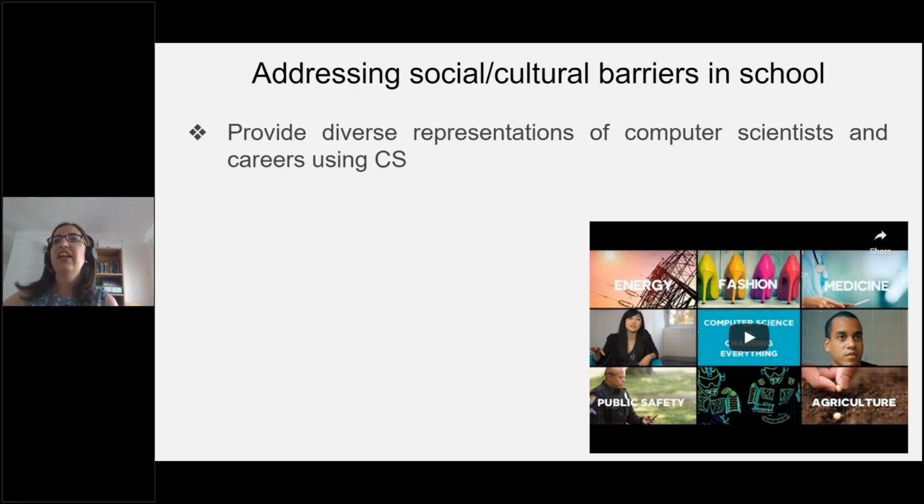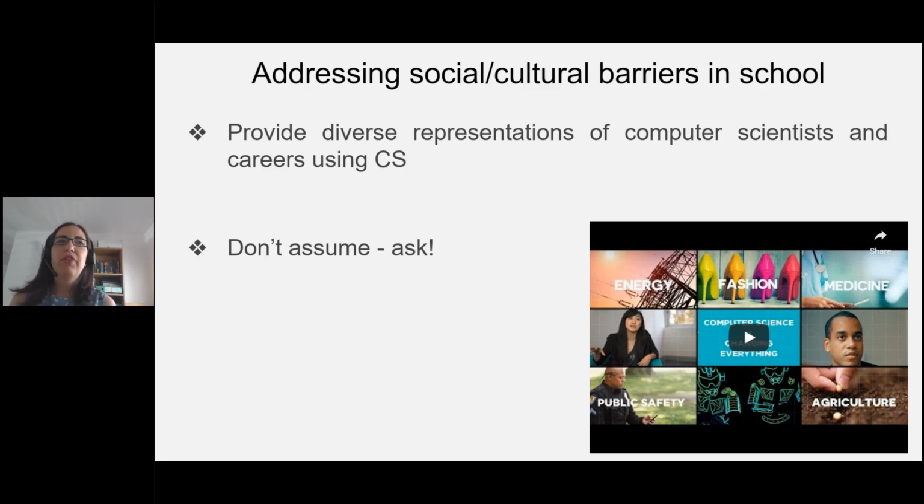It shows lots and lots of different careers, and talks about how they use computer science in those careers. They have a diverse range of people talking about it as well: females, males, different races, ethnicities, and so on. And I think there are lots of talks, TED Talks and YouTube videos provided by code.org/girls, which are really useful ways of providing diverse representations of computer scientists and computer science careers, and are really well worth looking up.